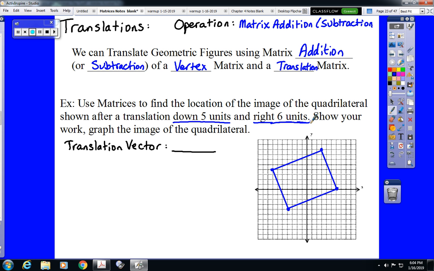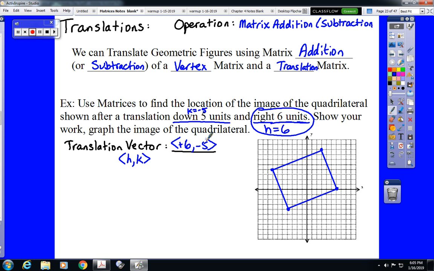So we talked about vectors, H, K, in the previous semester. The first coordinate, the H value, tells us left or right. In this case, we're moving right 6 units, so our H value is equal to 6. The K value, since we're moving down 5 units, would be negative 5. If we were writing this as a vector, our translation vector, which is always listed H, K, would be positive 6, negative 5. That tells us to move the image right 6 and down 5.